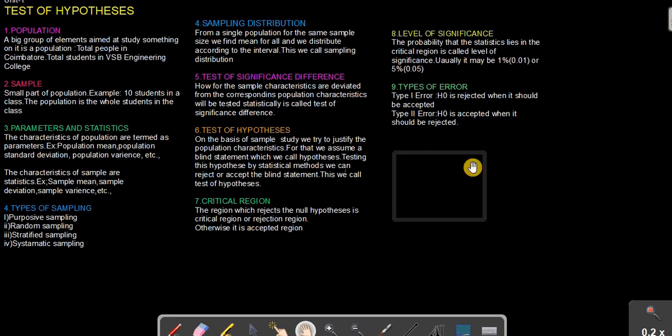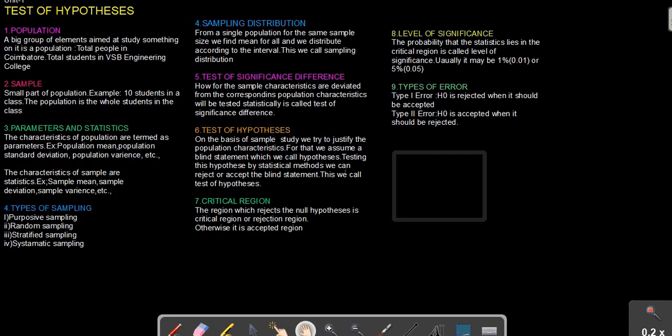Okay. Now next we talked about the test of significant difference. Test of significant difference means, is there any significant difference between the population and the sample? The degree of difference between the samples and the population is called significant difference.